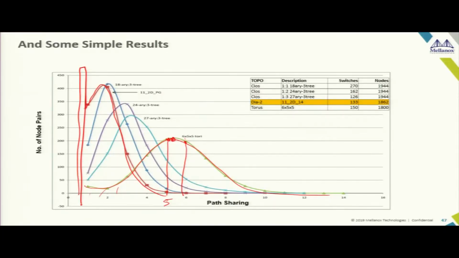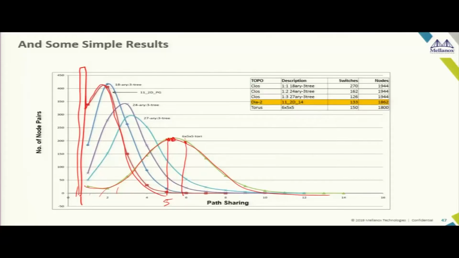So a delta function at 1 is a perfect network, right? Because everybody got their own path. Doesn't matter who else was communicating. So if you have a topology, and when you plot this function it is more sharp like this, it means it has got the best bisection characteristics in a network.